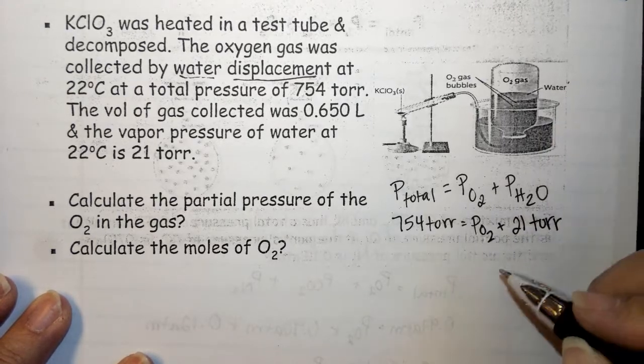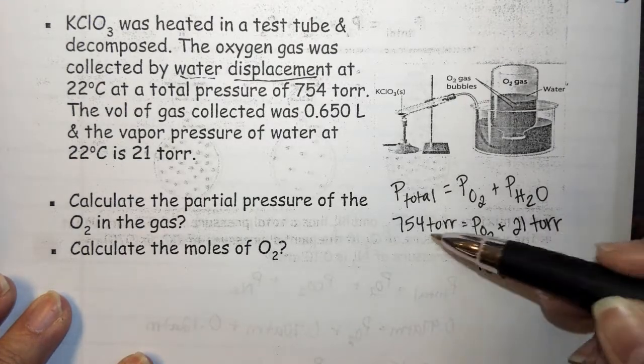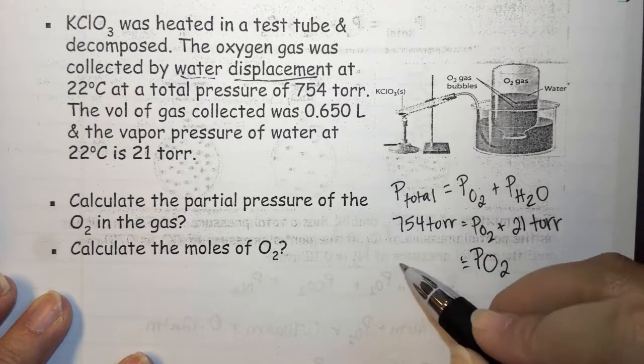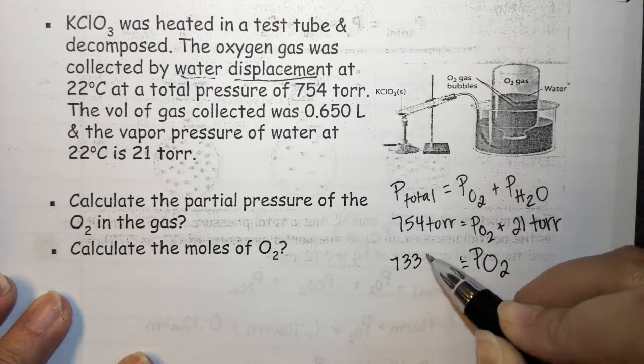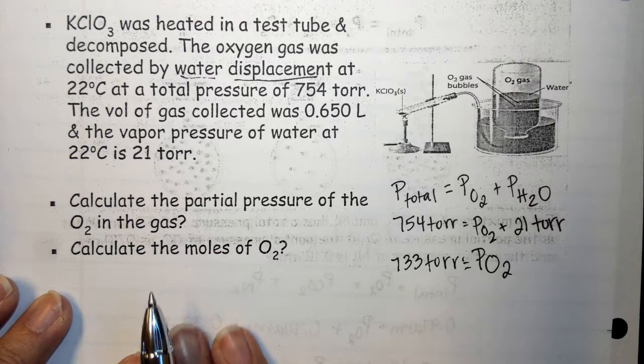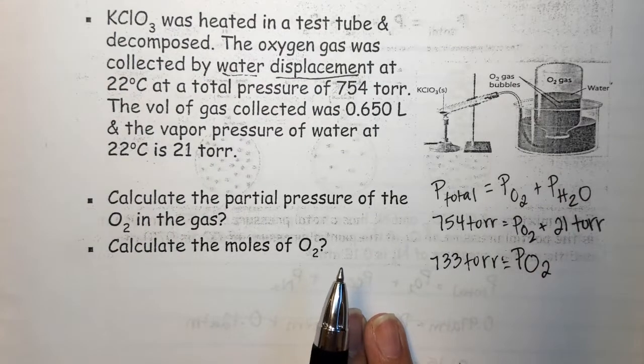Okay, so we want to find the pressure of oxygen by itself, so we are just going to move 21 over to the other side, or subtract 21 from each side, and when we do that we get 733 torr. Okay, so that is the first step, and then usually it says calculate the moles of O2 or calculate the volume or something like that.